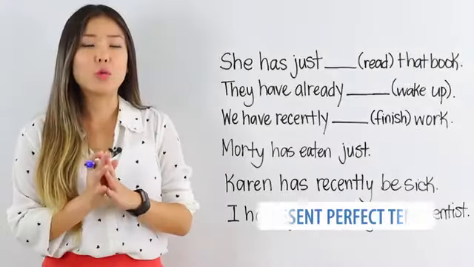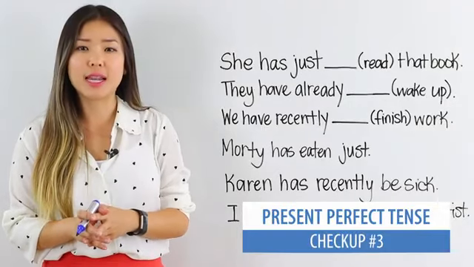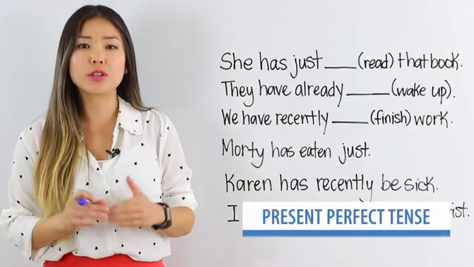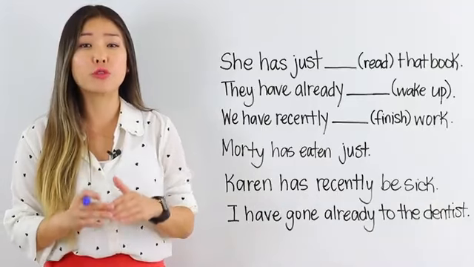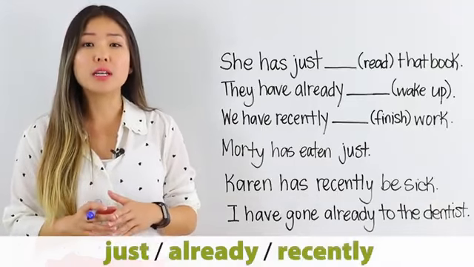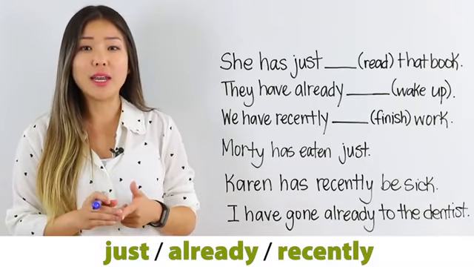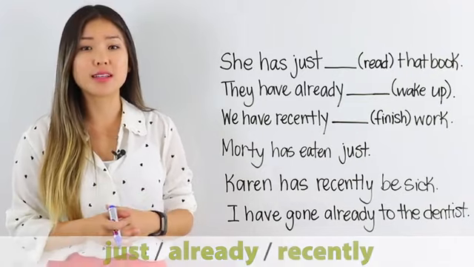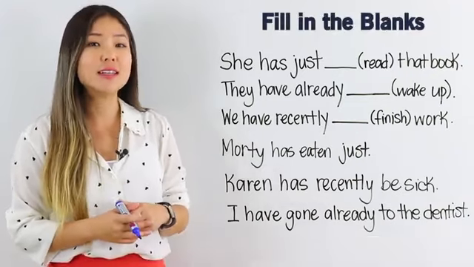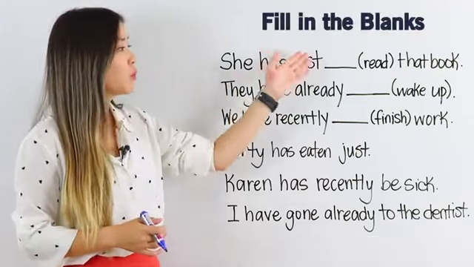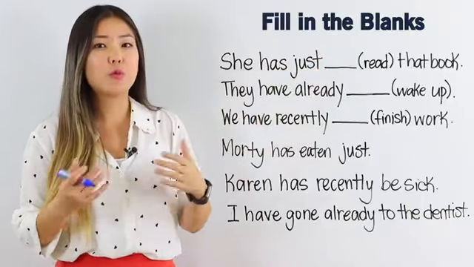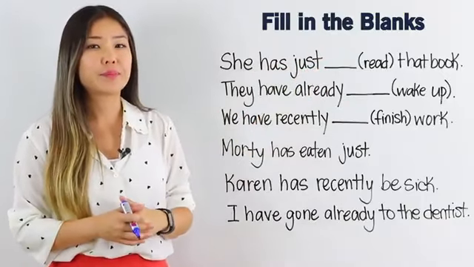In this checkup, we'll take a look at the present perfect tense and how it is used to describe an action that finished recently. We'll be focusing on the words just, already, and recently to show this. Let's take a look at the first sentence. She has just blank that book. And we're using the verb read.